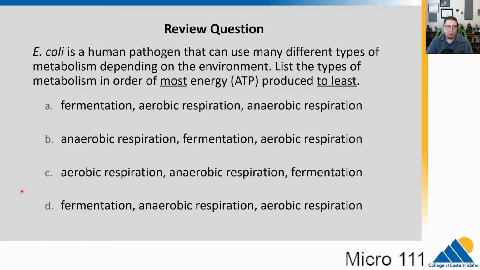All right, before we get started, let's go ahead and do a little review here. So we have E. coli. It's a human pathogen that can use many different types of metabolism depending on its environment. So I would like you to list the types of metabolism in the order of most energy, or ATP, produced to the least amount of energy or ATP produced. Go ahead and pause the video, look over the options, and then I will give you the answer.